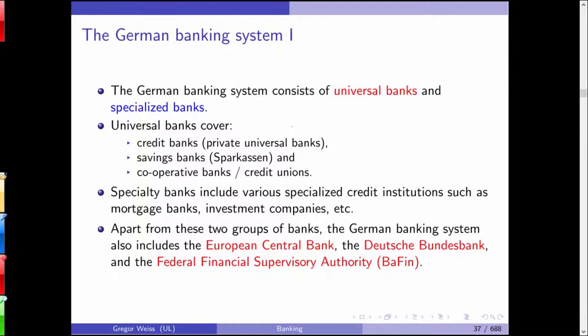We have credit banks, or private universal banks, Kreditbanken, private Geschäftsbanken. We have savings banks, or savings and loan associations. Those are the famous Sparkassen. There are some minor differences between some of the savings and loan associations, but in general, we have a Sparkasse that is owned by a municipality, by a county or by a city. And last but not least, we have cooperative banks or credit unions or mutual banks.